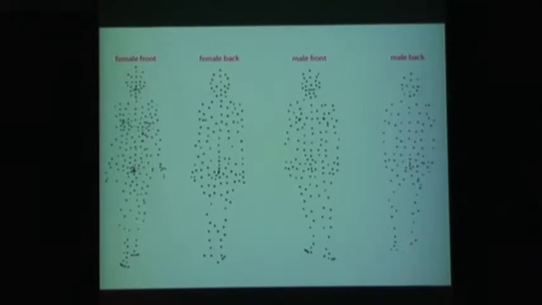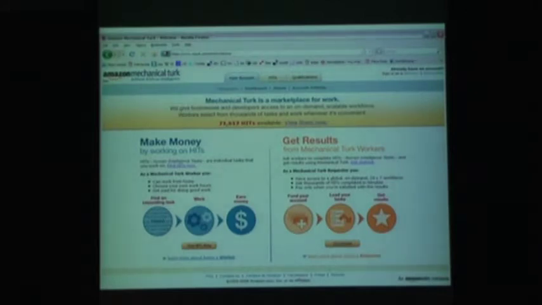What we did is we mapped hundreds of points to the body, both front and back, both on the female body and on the male body. And then we engaged the services of the Mechanical Turk, which is a service by Amazon that is basically a market for very simple tasks done by humans as opposed to computers. And what you do is you pay people to do things for you. In this case, what we wanted was to rate parts of the body, right?